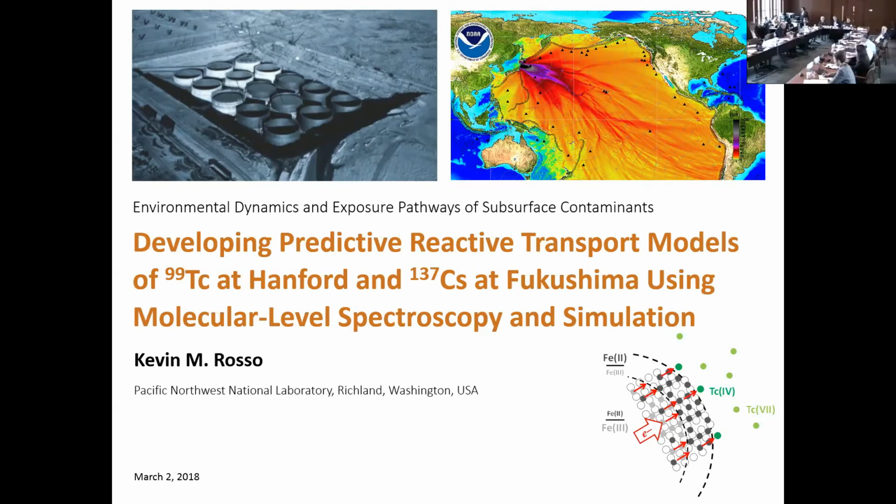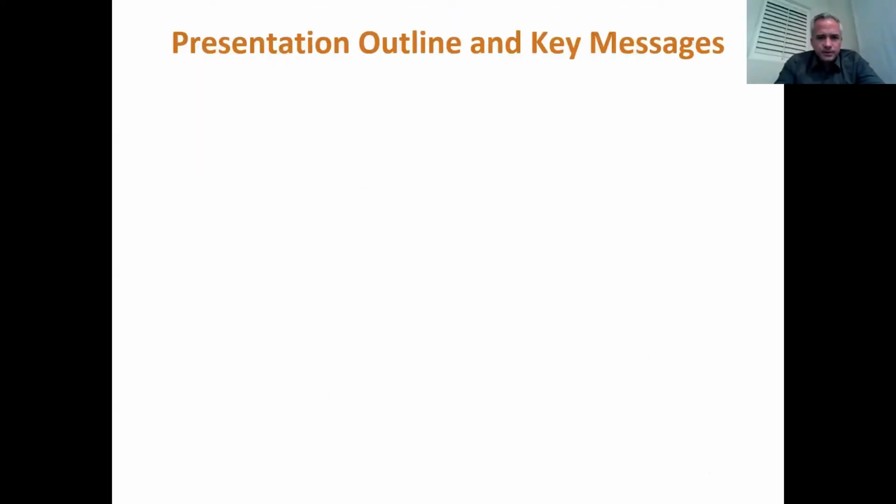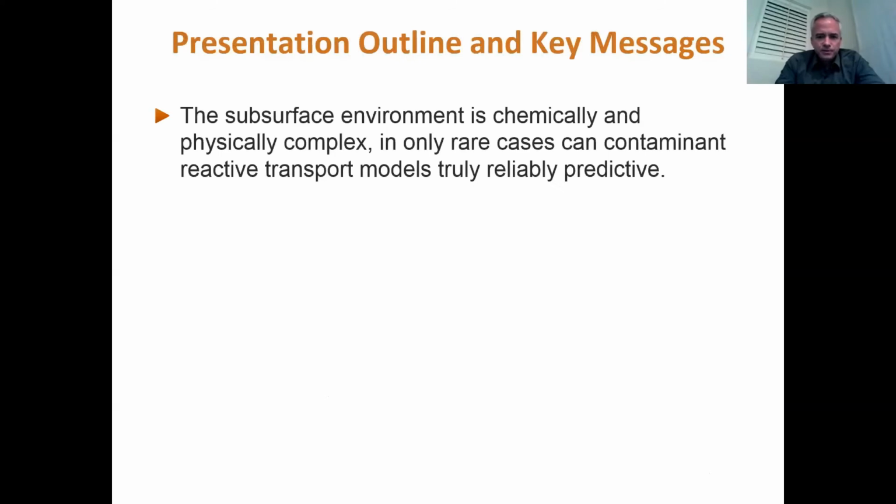The Hanford site is emblematically represented by the black and white images of tanks in the upper left. The second example is cesium-137 at Fukushima, conceptually illustrated by the map of its distribution through the ocean in the upper right. So those are my examples, and I will try to be efficient and get through the basic ideas with regards to those two systems, outlining key messages.